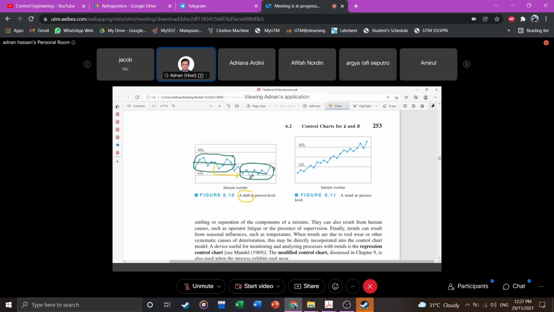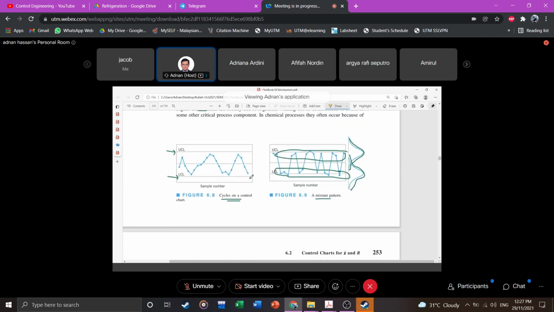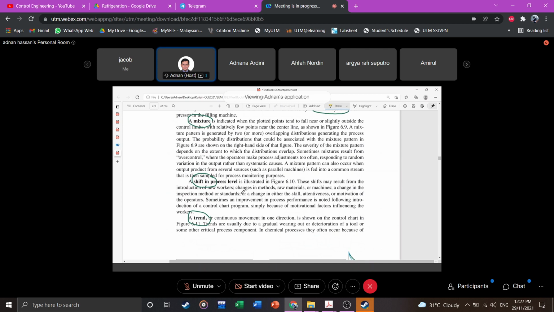So what are the possible reasons for this shifting? It could be a change of method. Maybe the workers operating in the morning change to new workers, so changing the workers creates a shift. Maybe due to material, it could be the machine, and there are many possibilities. Shift can also be due to a broken tool. Suddenly you can see there is a shift in the pattern.